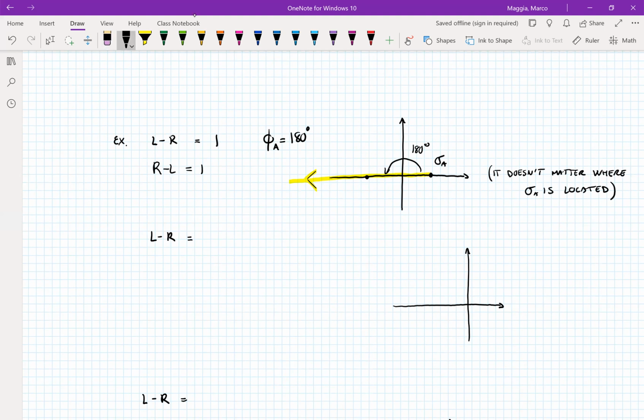All right, so now if we have L minus R equal to 2, then the 2 angles are going to be 90 and 270. So the 2 asymptotes are going to look like this. And what is this value? This is the asymptote centroid. So you can see that one angle is 90 and the other angle is 270.